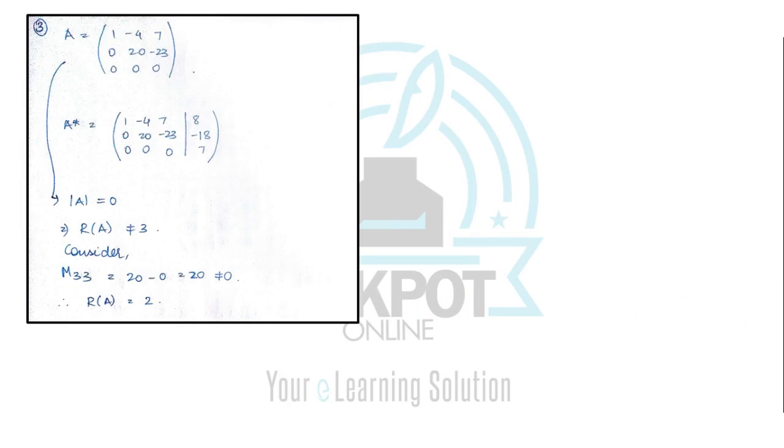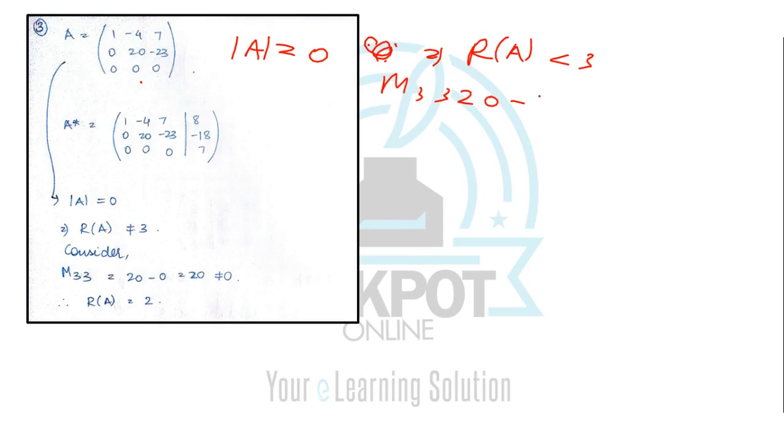Now we come to the last example. Again, you have a matrix A. Here you can see that determinant of A is equal to 0 because of a row of zeros, right? Which implies rank of A is less than 3. Again, if you consider M33, it's 20 minus 0, which is equal to 20, which is not equal to 0, which implies rank of A is equal to 2.